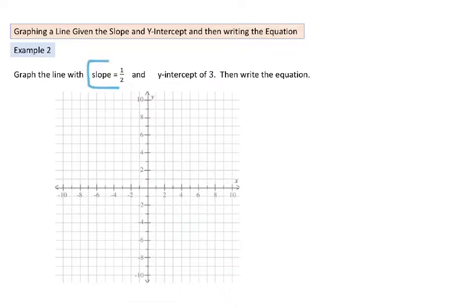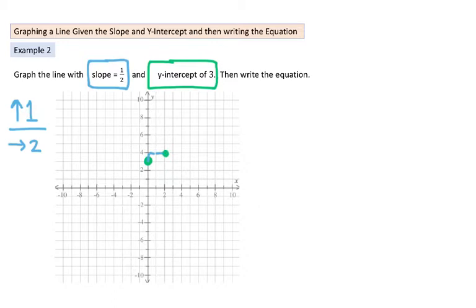Let's do a second example like this. They didn't give us an equation, but they told us the slope is 1/2. The y-intercept is 3. It's always helpful in graphing to start at the y-intercept. That means the line will cross the y-axis at 3. And now the slope of 1/2. What that means is every time you go up 1, you should go right 2, because both of those are positive. So we go up 1, right 2, we get another point.